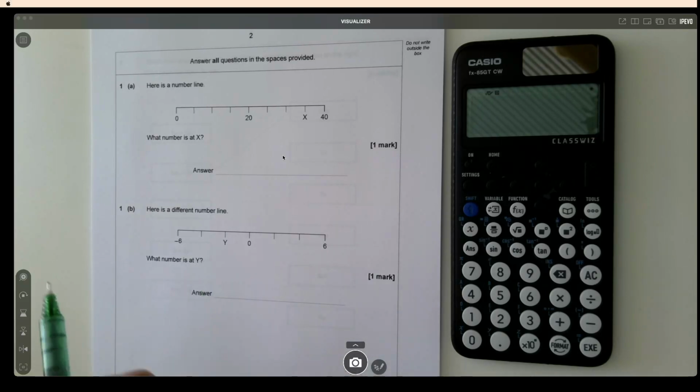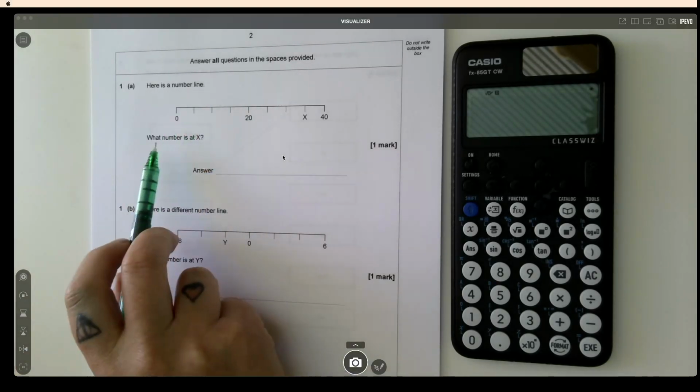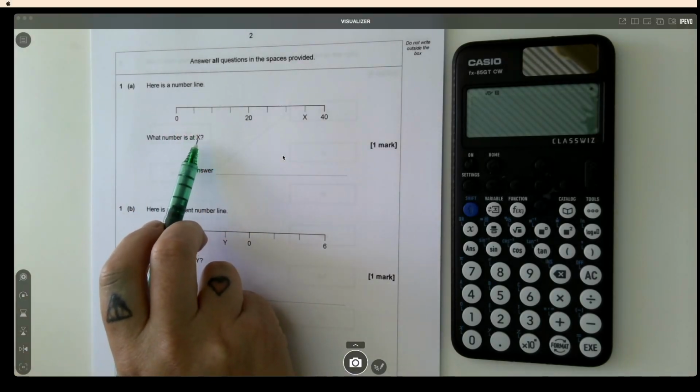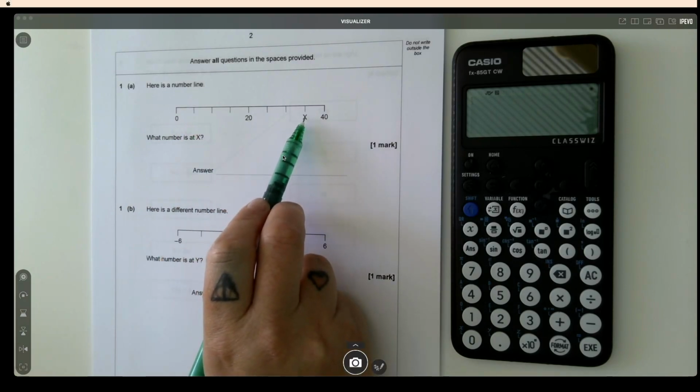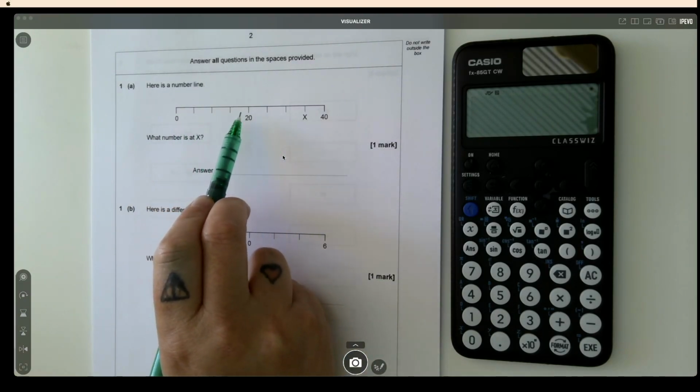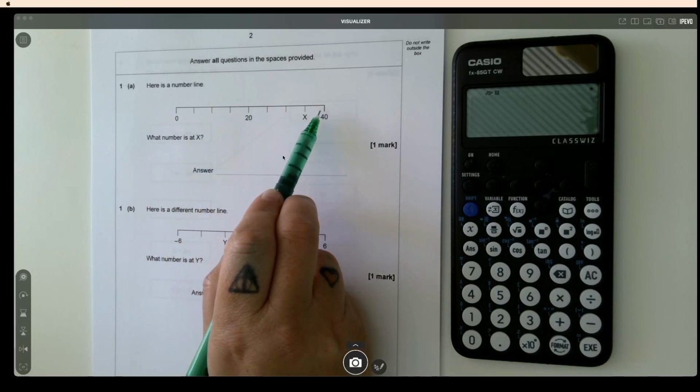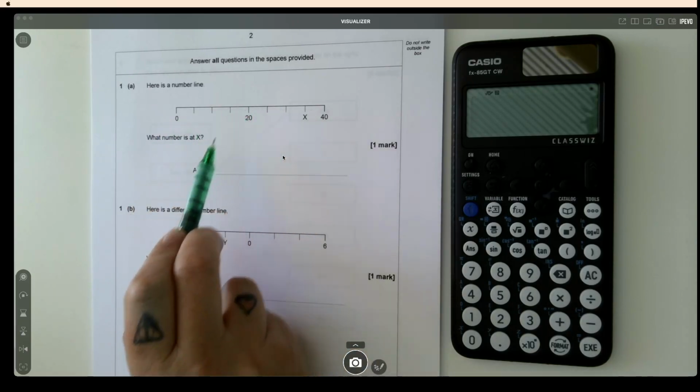Question 1a. Here is a number line. What number is at x? So we have x marked here, so we need to figure out what each of these intervals on the number line are worth. So what is it counting up in?